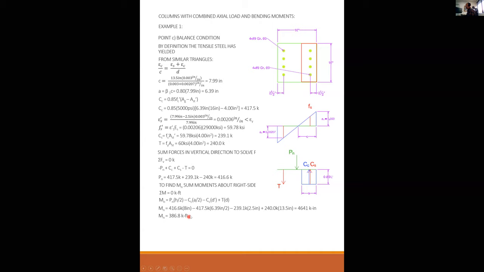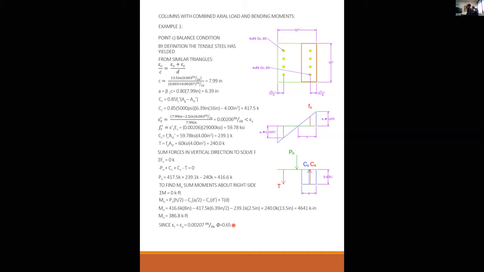Now, since epsilon sub t is exactly equal to epsilon y of 0.00207, my phi is still 0.65. Several slides ago, we talked about phi, and I gave you that interaction equation. If you plugged in epsilon t equal to 0.00207, that interaction equation would get you exactly 0.65. You're right on the threshold of interpolating phi, but you're right at the bottom of the threshold. So it's still 0.65.